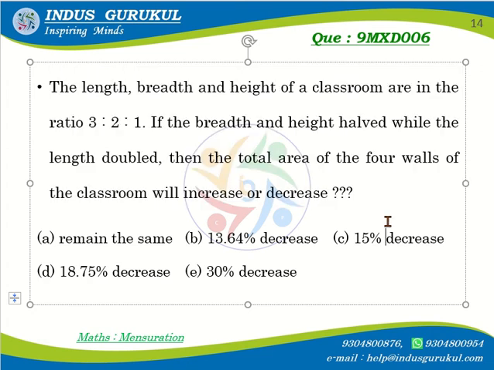This question says that the ratio of length, breadth and height of a classroom is given. If the breadth and height are halved while the length is doubled, what will be the change in the area of 4 walls? Please understand, it is not talking about the floor. It is not talking about the roof. It is talking only about 4 walls. To solve this question, you can pause the video. Otherwise, if you have already solved the question, proceed.